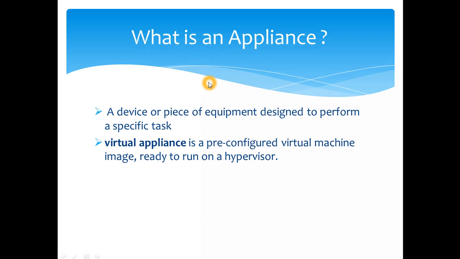So let's discuss what is an appliance. A device or a piece of equipment designed to perform a specific task. In general terms, we find appliances in our house, really. Don't you agree? Obviously, kitchen appliances in a sense. They have a certain task. A microwave is an appliance. It has a task to heat up things, so it's designed to do a thing.